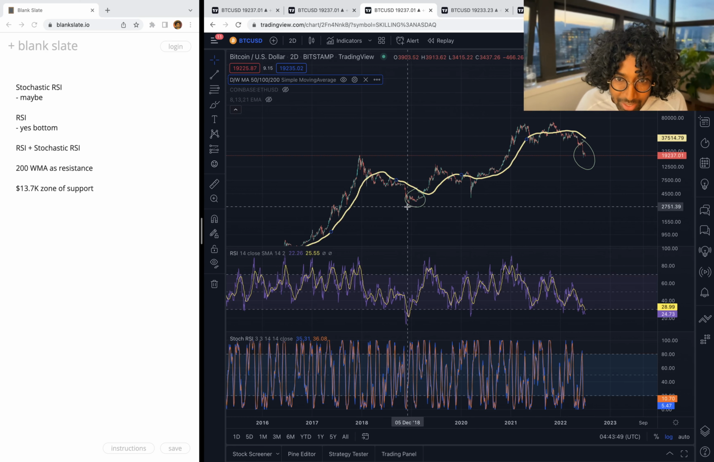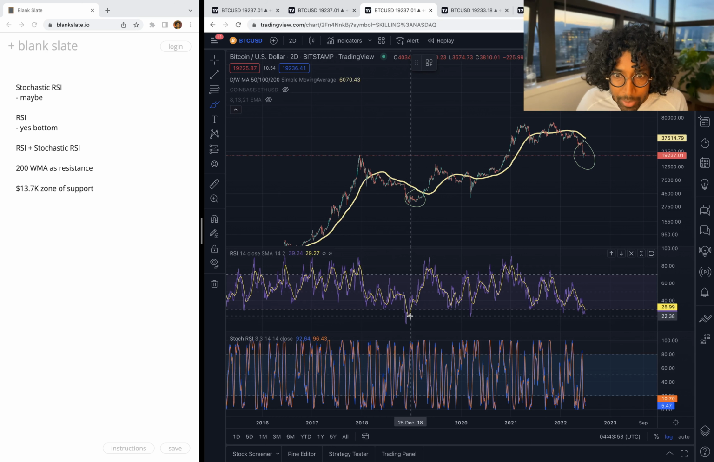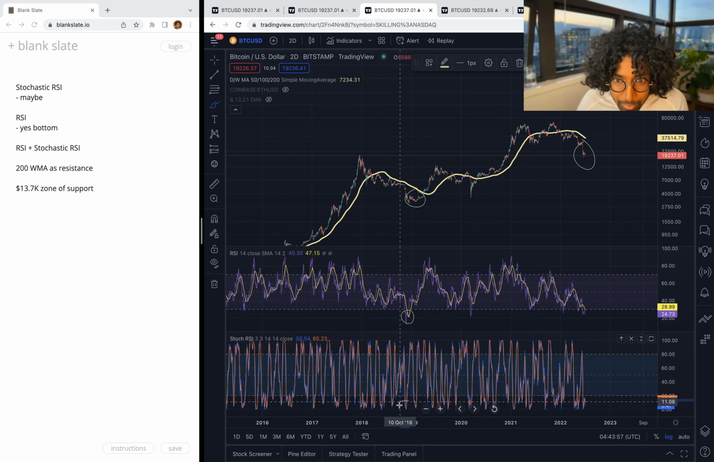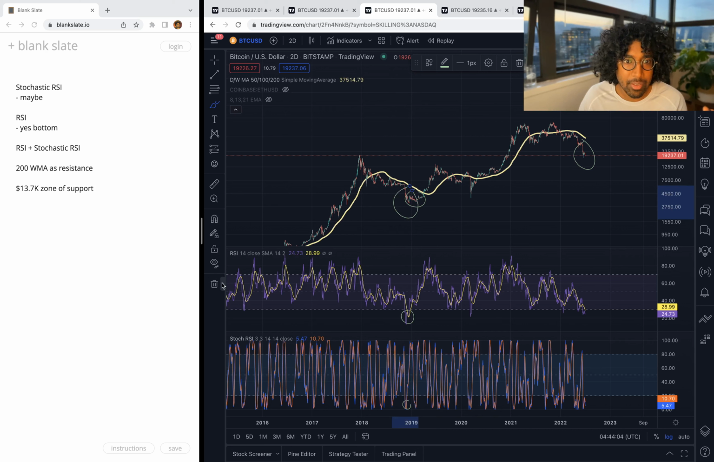But look, when we bottom here, I'm just going to draw this out again. When we bottom here, right? You can see right here, this is the bottom, and so we see the bottom here. When all of these line up, we get a bottom, right? I'm going to remove the drawings.